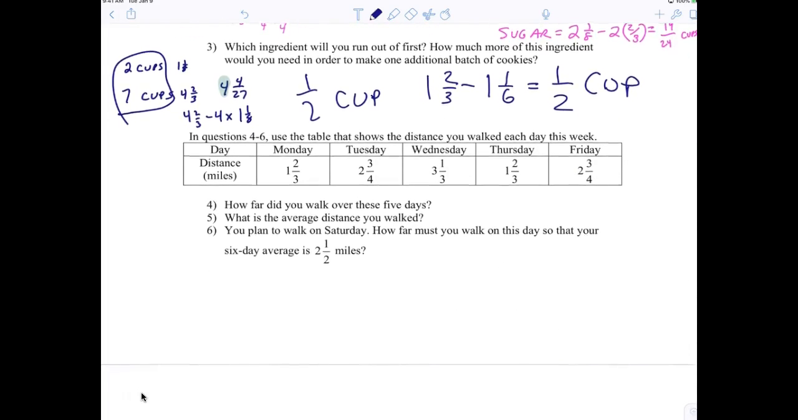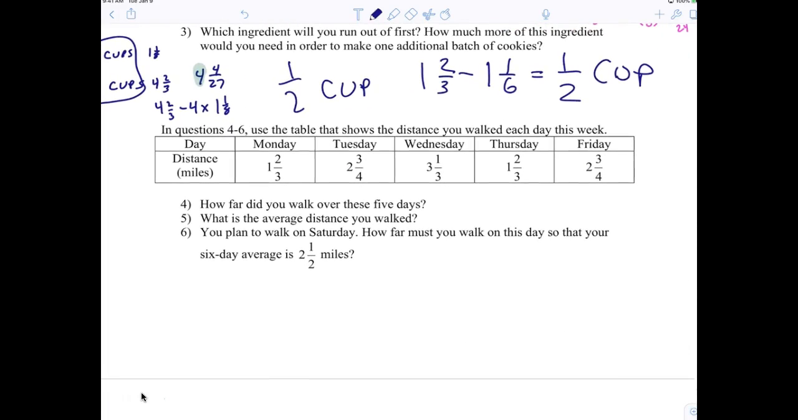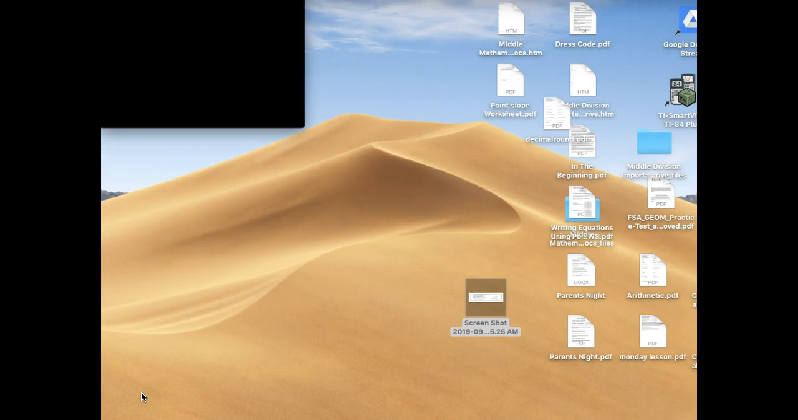Okay, so let's take a look real quick at 4, 5, and 6. I want somebody to read 4 real quick. How far did you walk over these 5 days? How would I figure that out? You add them up. This is why we use a calculator. The reason why we're using a calculator is because I don't want you wasting time doing that.